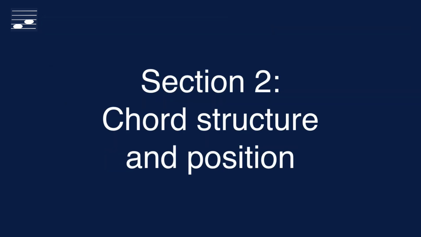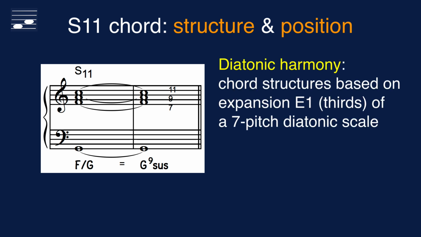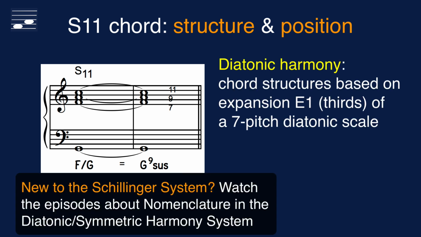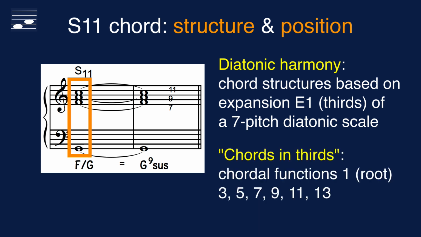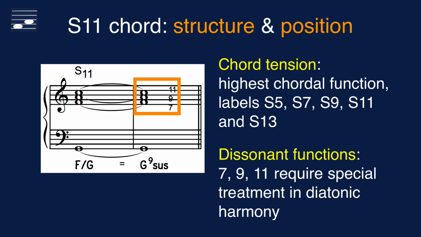The diatonic 11th chord is notated as S11. It is a chord in thirds, as derived from the first expansion of a diatonic 7-pitch scale. This yields a set of 7 chordal functions: the root, the third, the fifth, etc. The highest function, here the 11th, determines the chord tension. The 3 dissonant functions require careful voice leading.